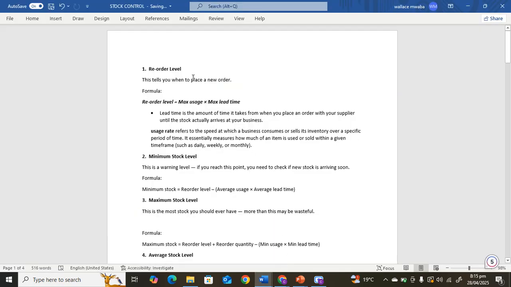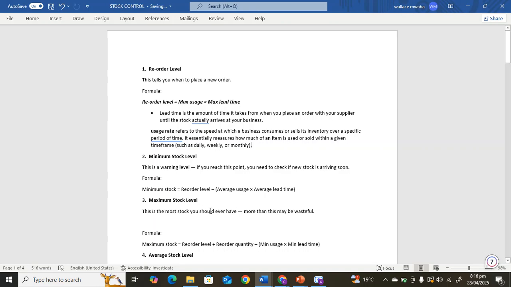Okay, so we talked about the reorder level. This tells you basically when you have to place a new order. We talked about the minimum stock level. This is basically your warning level. If you go below it, you might even understock. So your minimum stock level is your warning level, which you do not want to go below. Then your maximum stock level is also another warning level, but you don't want to go above it, because if you go above it, you've overstocked.